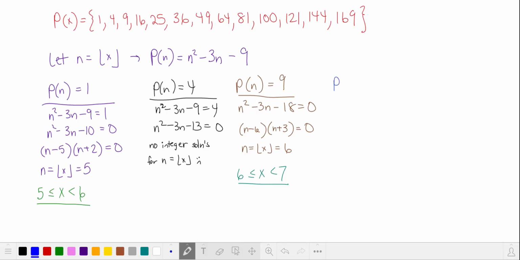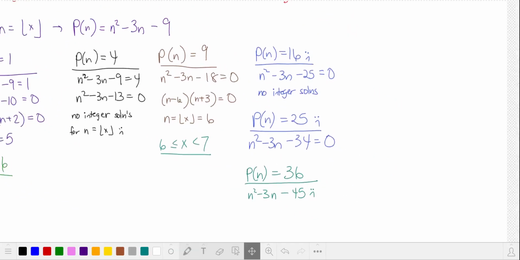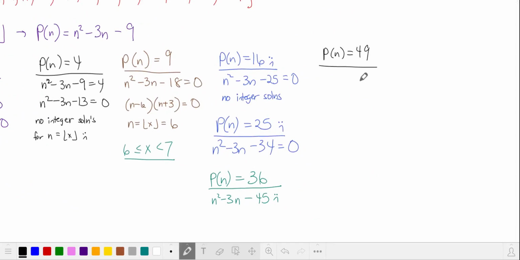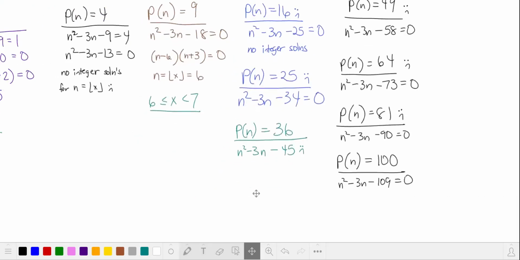We'll keep going with 16. Subtracting 16 from both sides of our polynomial gives us no integer solution, so we'll discard and try p of n equals 25. This quadratic has a constant of -34, no integer solutions. 36 is our next perfect square, no solutions here. We'll try 49 and 64 and 81 and 100. Just a few more left.